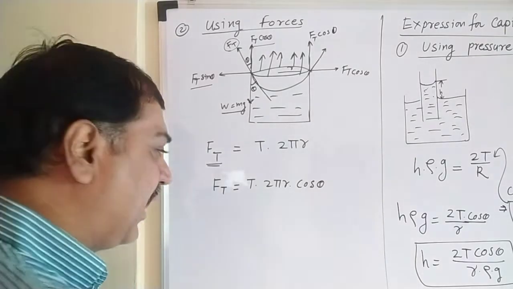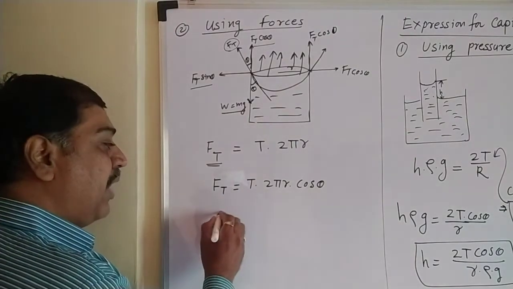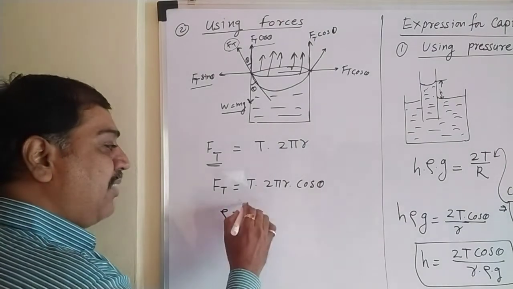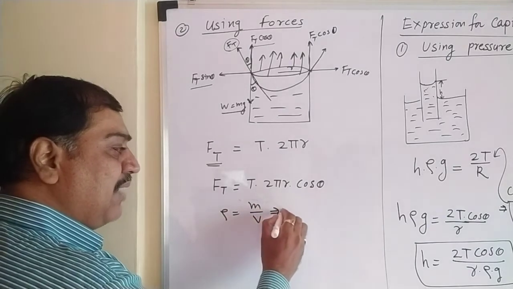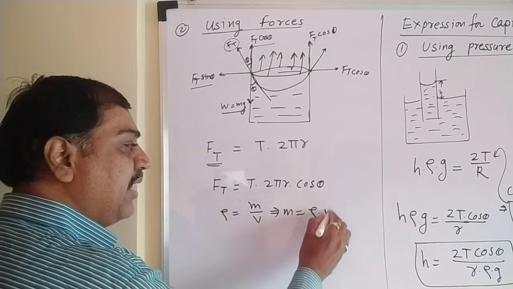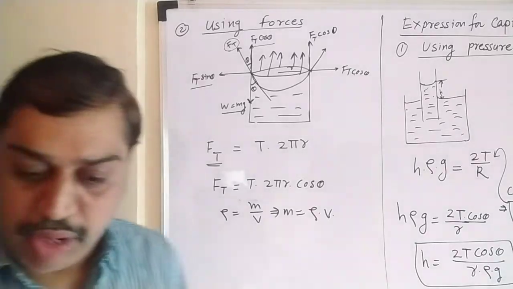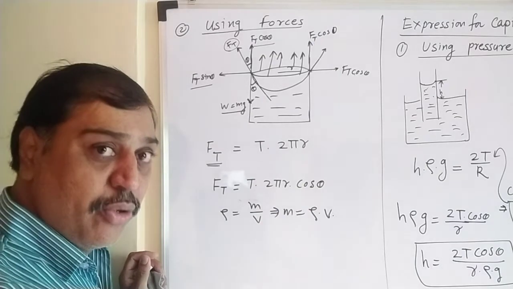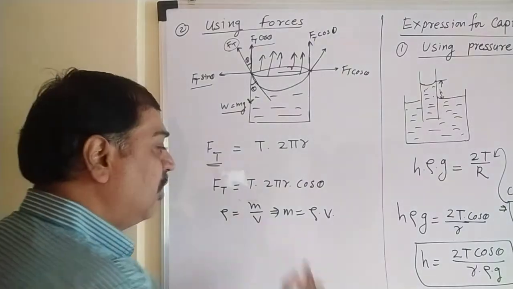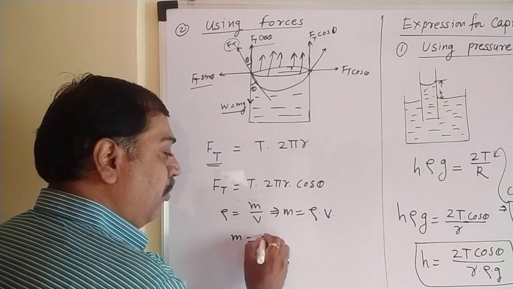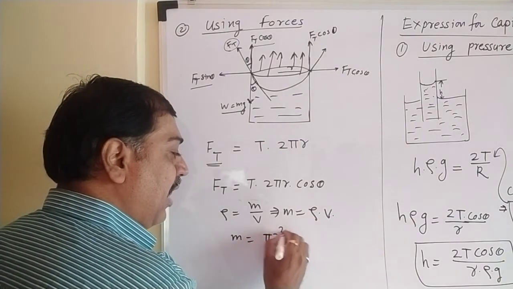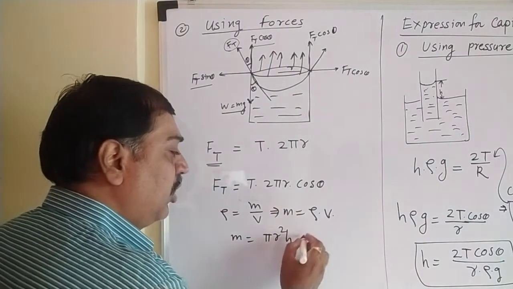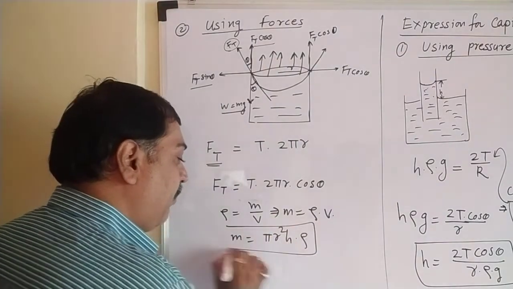Before going to further detail, just find out the value of mass. So we know density equals mass divided by volume. We will write here small m divided by volume. This implies that mass equals density into volume. That formula we have to use. What is the density? Rho. What is the volume of the cylindrical capillary tube? It is pi r square h. So we can write m equal to pi r square h into rho, where h is the height to which the liquid rises, r is the radius of the capillary, and pi is a constant. This is the mass.